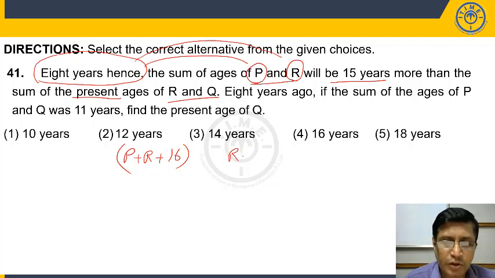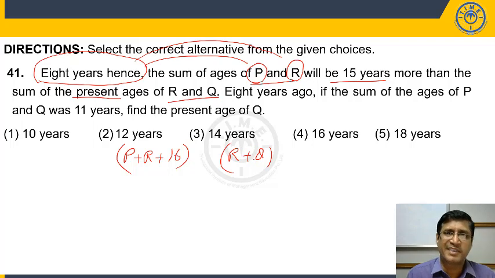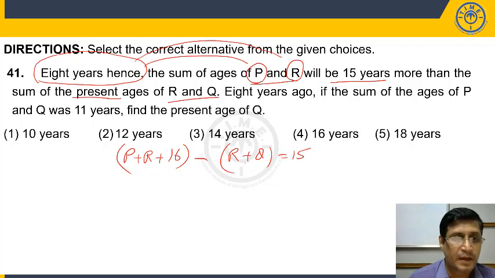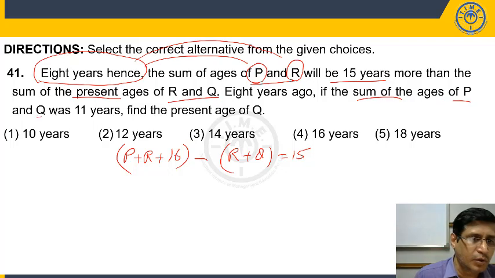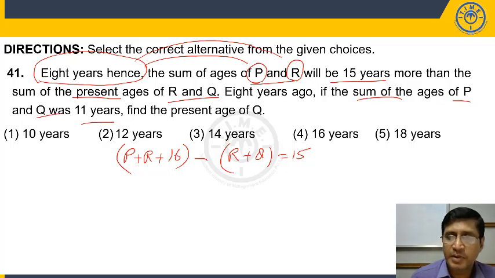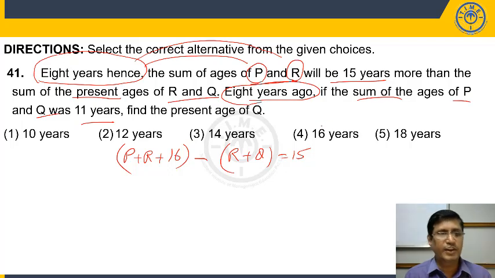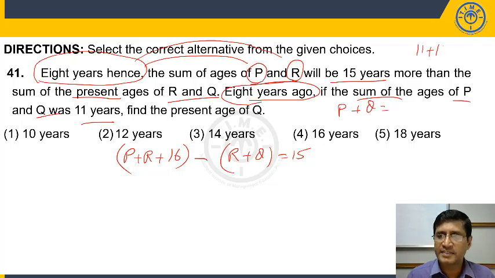So R plus Q present age means I am taking R and Q as the present ages of R and Q. Okay, so it is more by 15. So simplify, you'll get the first equation. Now what about the second one? Sum of the ages of P and Q was 11 years. How many years ago? 8 years ago. 8 years ago it was 11, so what about the present age? Present age means P plus Q is equal to 11 plus 8 plus 8.